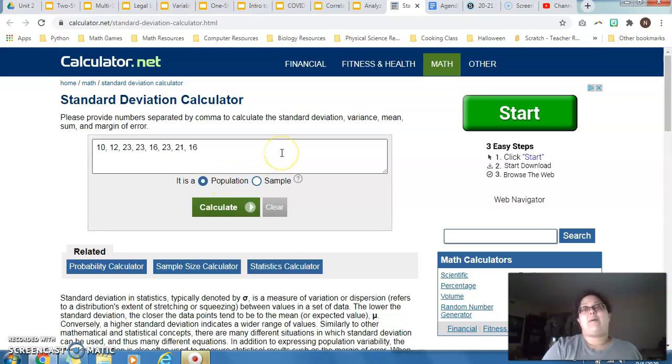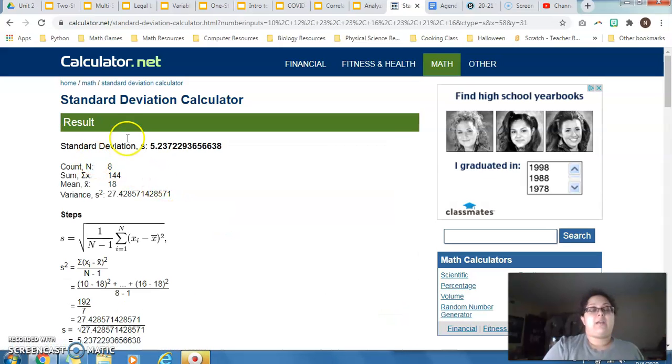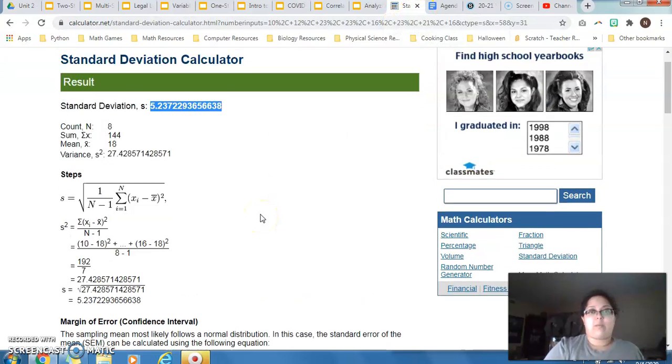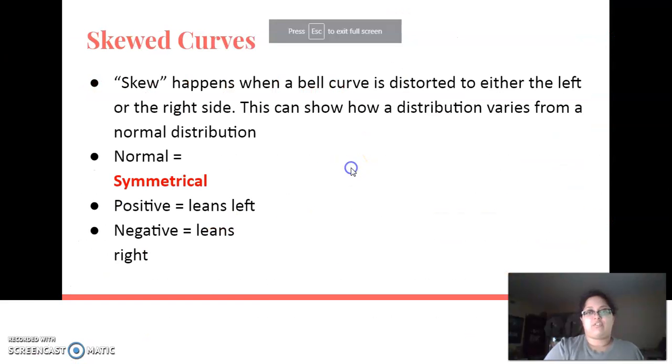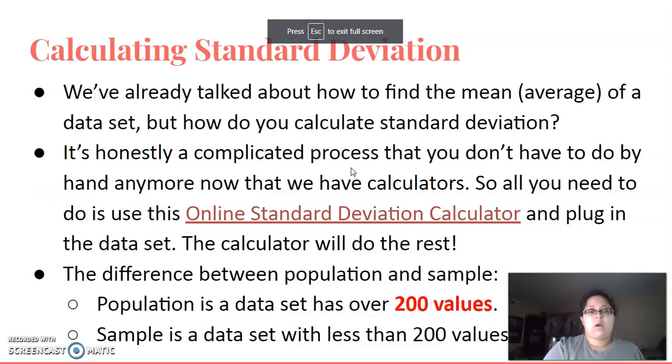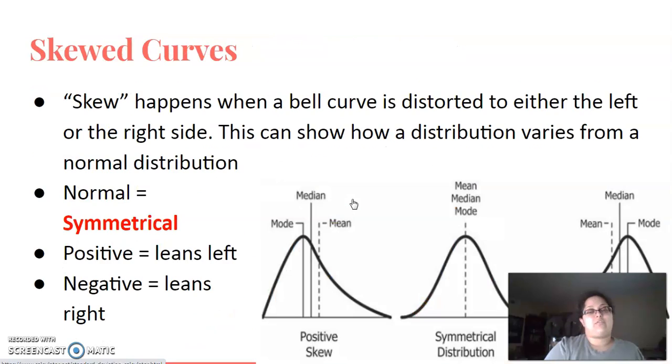Now, if you're talking about a sample group, which is less than 200 people, you're going to click sample. If you're doing a big group of more than 200 values, which you probably won't, you're going to click population. And then you click calculate. All it will do is do the calculation for you, and you just copy down the standard deviation. Okay? Super simple. There's a whole math process to it. As you can see, it's a little bit complicated. Not making you do it. Just use a calculator, and that'll give you the standard deviation. Okay? So yeah, population is a data set over 200. Sample is something less than 200.